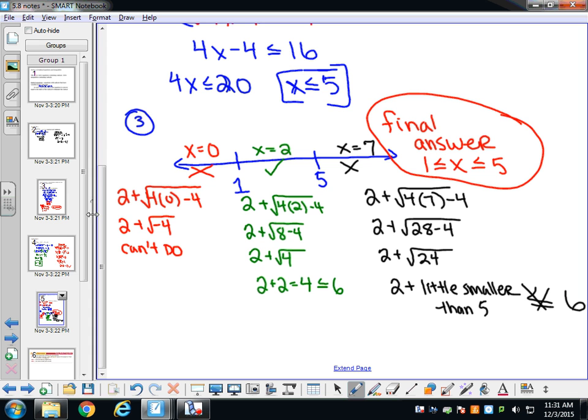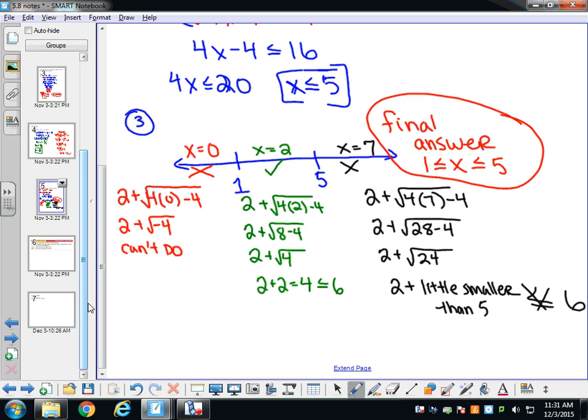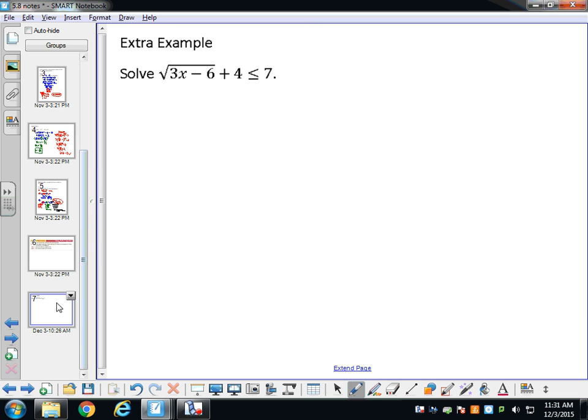Now we will try another inequality problem. Let's solve the square root of 3x minus 6 plus 4 is less than or equal to 7. So first, take whatever is under the square root, force it to be greater than or equal to 0. So 3x must be greater than or equal to 6. So x must be greater than or equal to 2. I will come back to that value later.